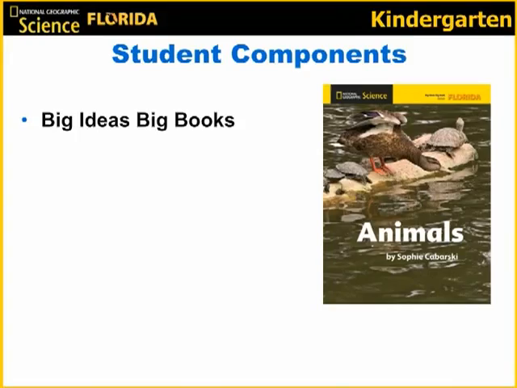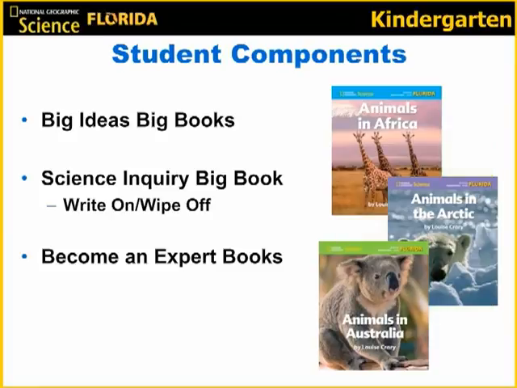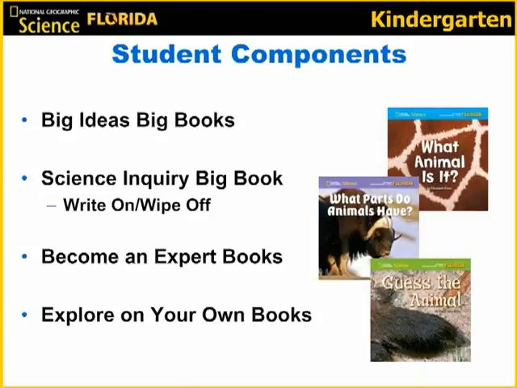For each unit, students will be working with Big Ideas Big Books, 1 per part, and a science inquiry Write On, Wipe Off Big Book. They will also have access to 6 Become an Expert books per unit, or 3 for each part. These books tie directly to the big ideas and are presented at 3 reading levels, allowing differentiation for students at all levels. And 6 Explore on Your Own books, 6 per unit or 3 per part, which are also leveled.